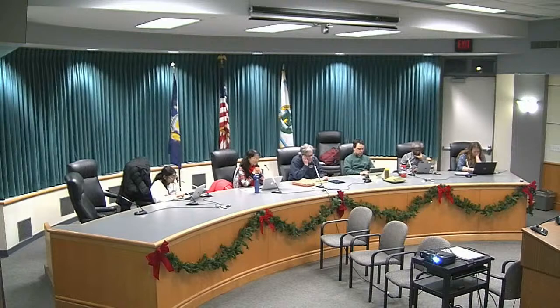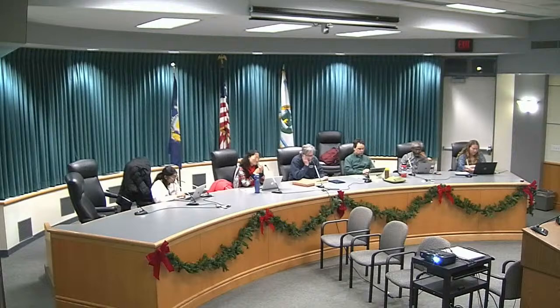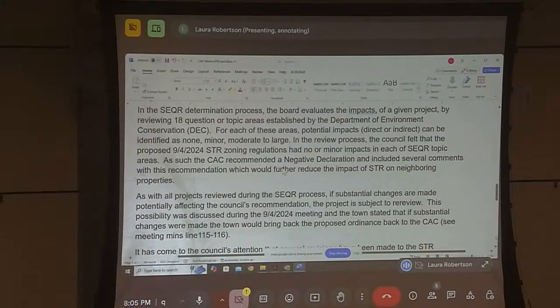So in the SEQR determination process, the board evaluates project impacts by reviewing 18 questions or topic areas established by the Department of Environmental Conservation, DEC. For each of these areas, potential impacts, direct or indirect, can be identified as none, minor, moderate to large. In the review process, the council felt that the proposed 9/4/2024 short-term rental zoning regulations had no or minor impacts on each of the SEQR topic areas.